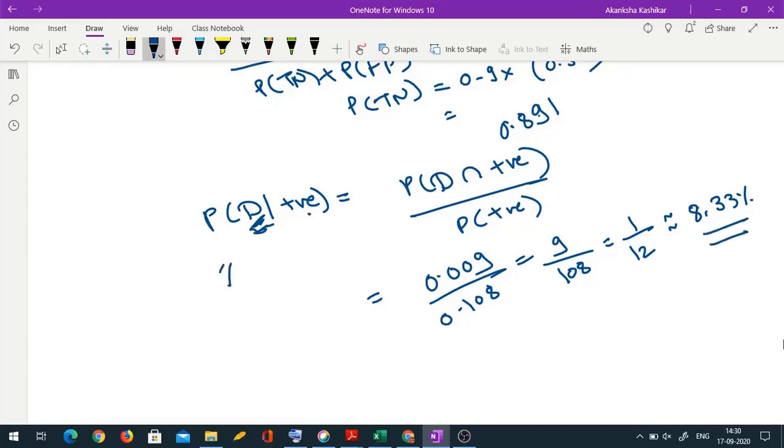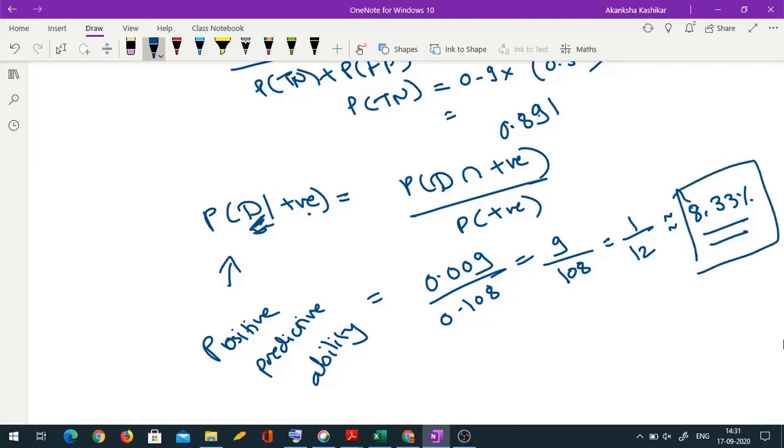This is known as positive predictive power, or positive predictive ability. I understand these results are counterintuitive. It's confusing. But do remember that this is a fact. Check the calculation, see if you can find any mistake. I'm sure you won't be able to. Of course, there can be some minor mistake, but no mistake in this. It is actually such a small number.